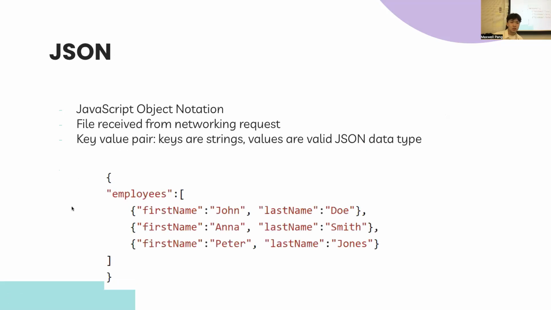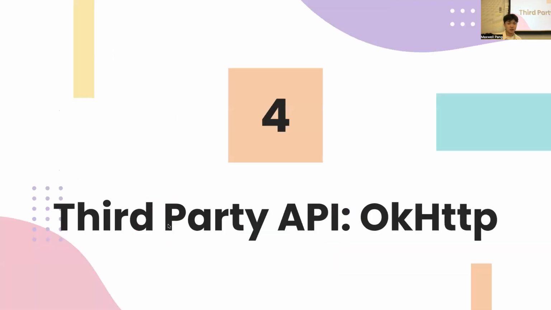So what is a JSON file? JSON stands for JavaScript Object Notation. It's generally the file received from networking requests, and it gives you key value pairs where the keys are strings and the values are valid JSON data types. This includes dictionaries and lists, etc. So we can see a bunch of nested JSONs.